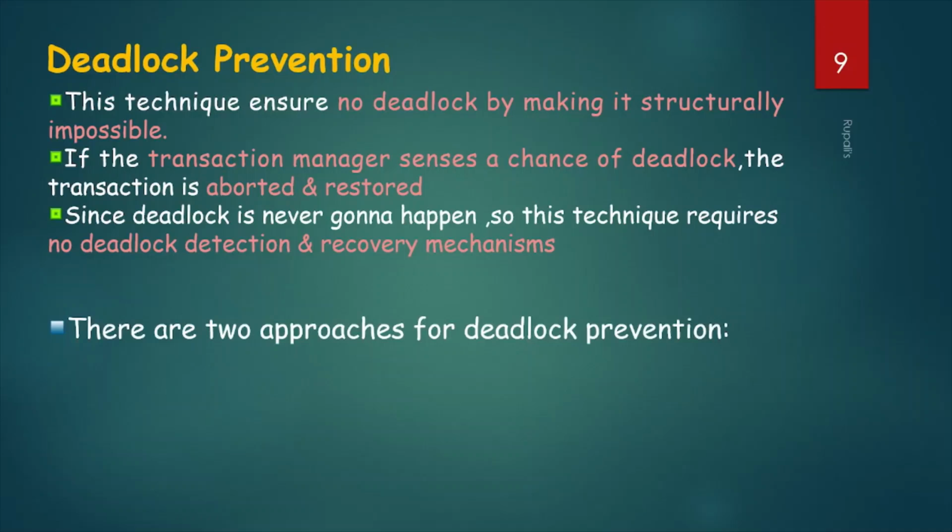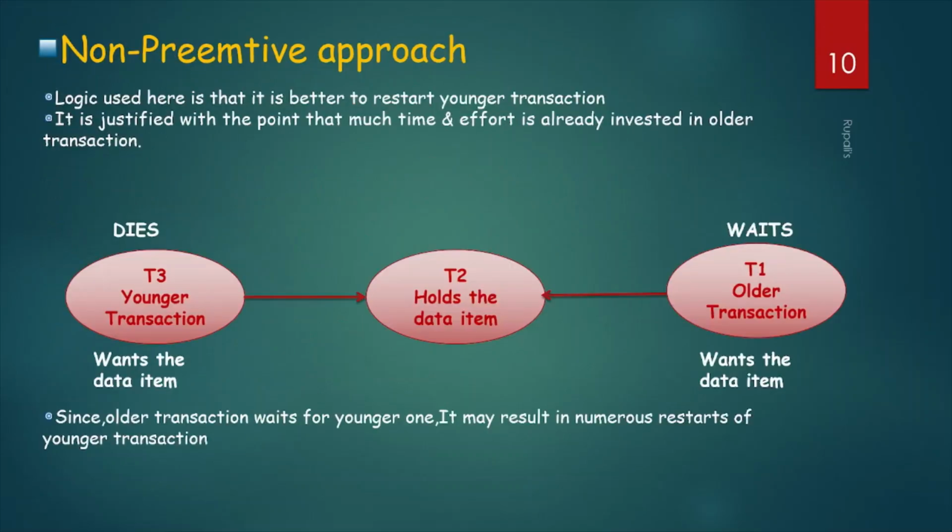There are two approaches for deadlock prevention. First one is the non-preemptive approach. Second is the preemptive approach. Non-preemptive approach. The logic used here is that it is better to restart the younger transaction.